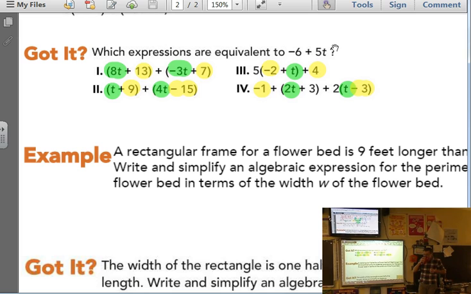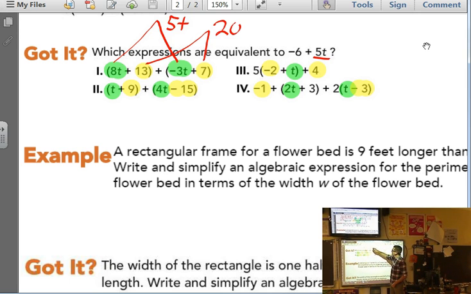In number 1, that's not equivalent because we start off with 8t plus negative 3t. So what would 8t plus negative 3t be? Like if we just look at these, 5t. So wait, that works with our 5t. But it doesn't. The other one, 13 plus 7 equals 20. It doesn't equal 9. Ah, so the constant makes it fall apart. Number 1 does not work.